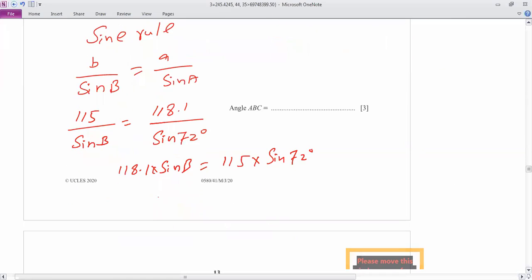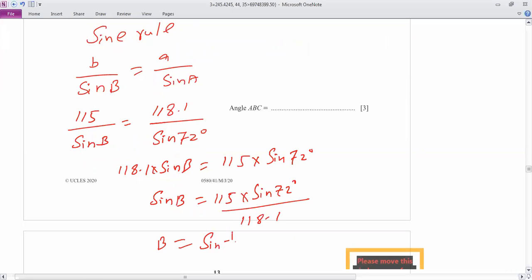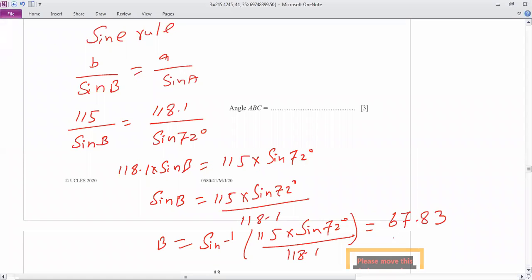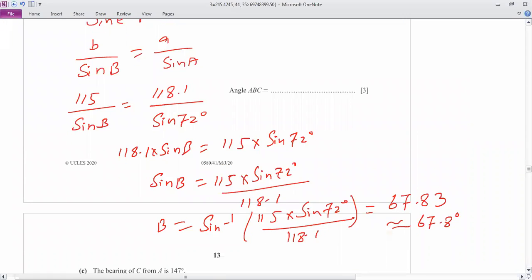So from here I will get sine of B as 115 into sine 72 over 118.1, and then what will be angle B? Sine inverse. And then finally when you calculate the more accurate value, yes, 67.83. Angle always is to 1 decimal place, okay? So 67.8 degrees. We found the angle.